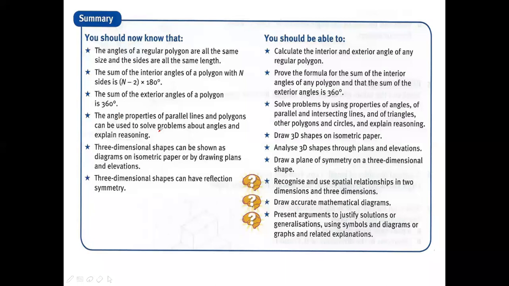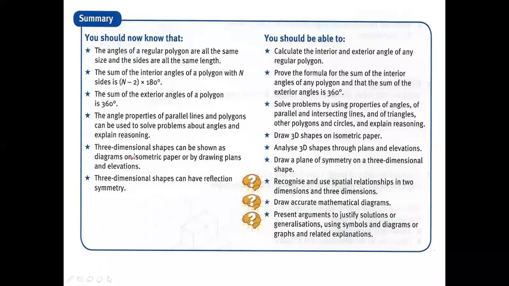The angle properties of parallel lines and polygons can be used to solve problems about angles and explain reasons. Okay, about angles and explain reasons. Here, what properties have we used in parallel lines? Alternate angles are equal. Okay, and corresponding angles are equal. Allied angles or co-interior angles are supplementary. These properties we have used.